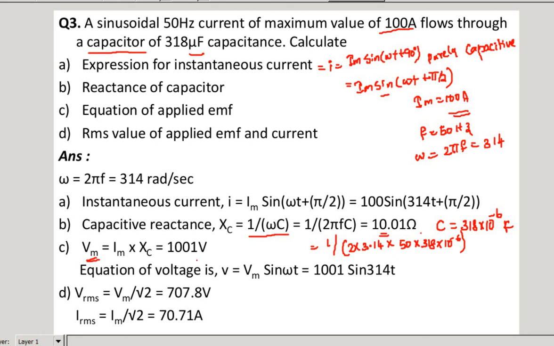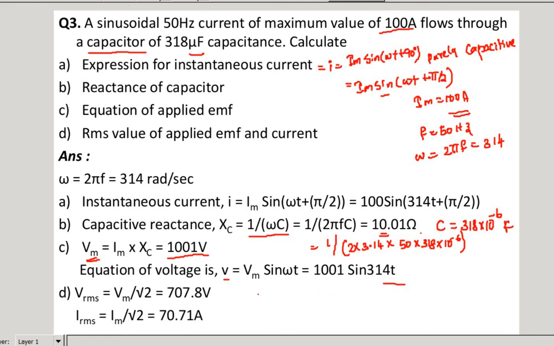So, that will be equal to 1001 volt. So, if you got this Vm, the maximum value, we can find the equation for V is equal to Vm sin omega t, that is 1001 sin 314 t. And how can you find out the RMS value? RMS value will always be equal to maximum value divided by root 2.